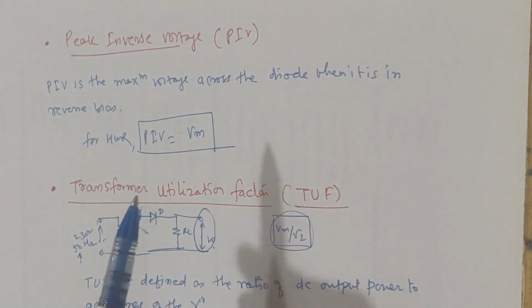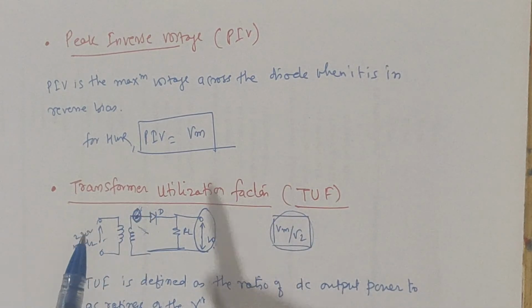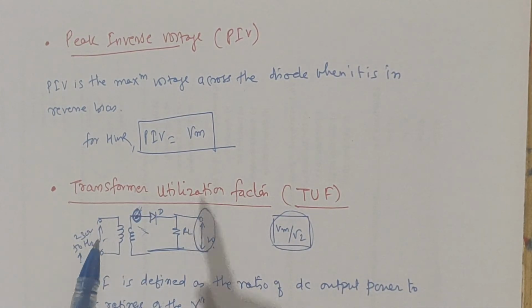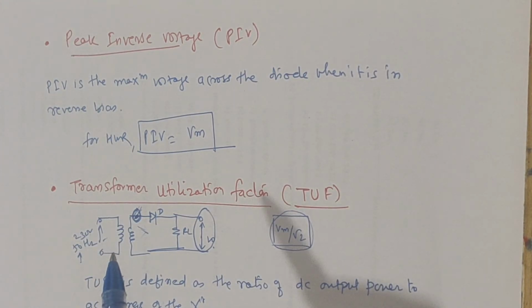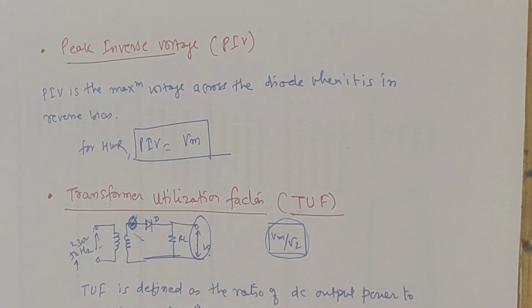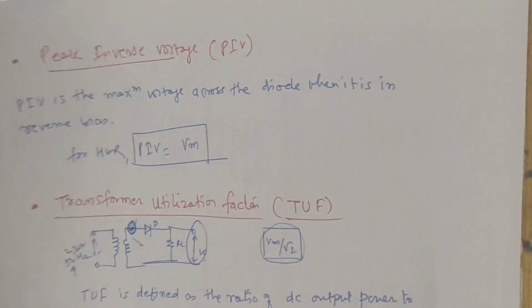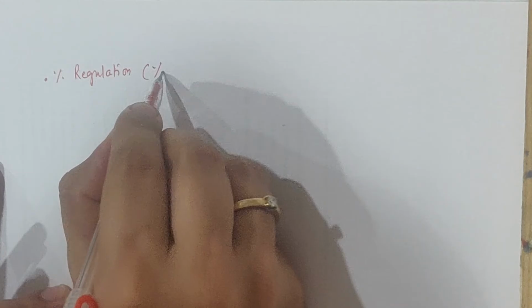Now let us go for the next parameter. That parameter is called percentage regulation. So let us go for that. I'll be writing the next point that we will be seeing. It is called percentage regulation, represented by capital R.